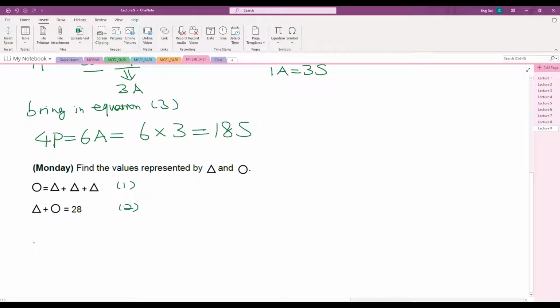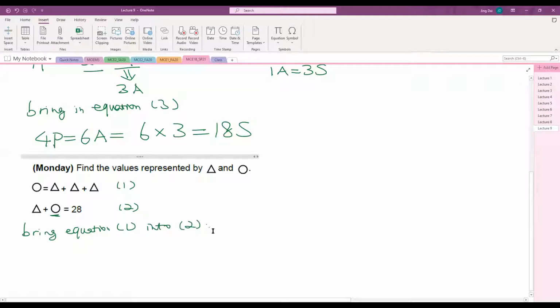Like the circle equals 3 triangles. So 1 circle equals 3 triangles, or the sum of the 3 triangles. Okay, so how do you use this equation? I changed the bottom circle to 3 triangles. Very good. So bring equation 1 into equation 2.